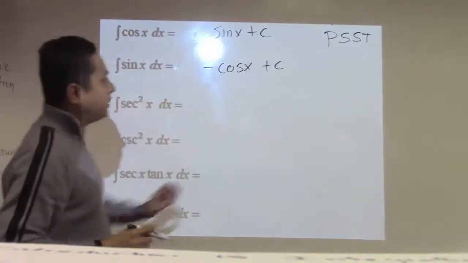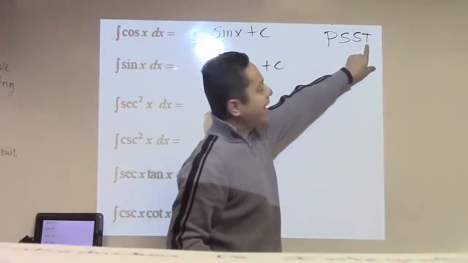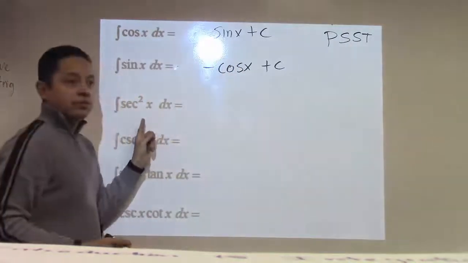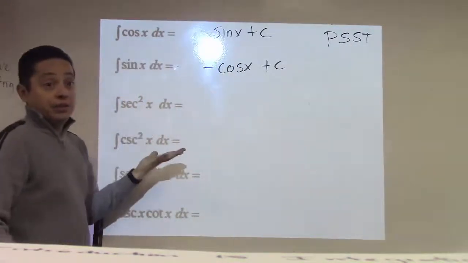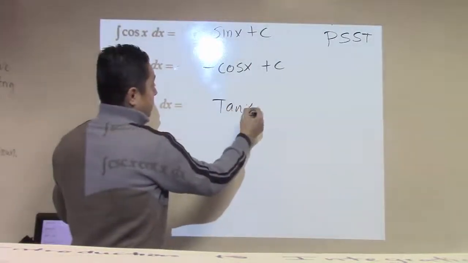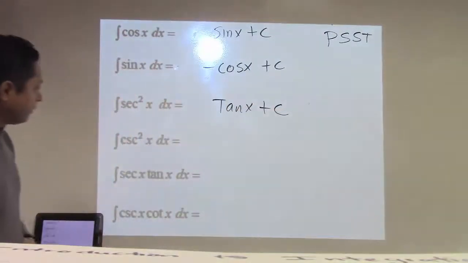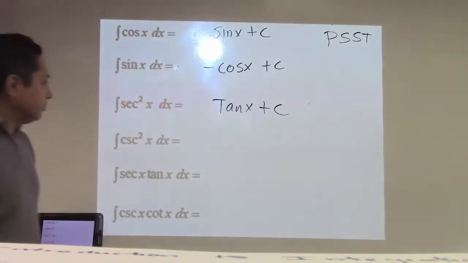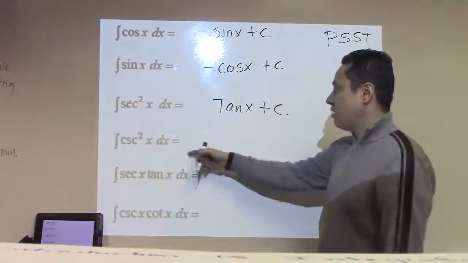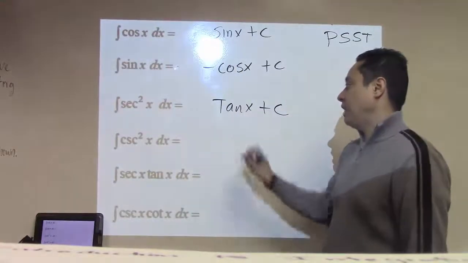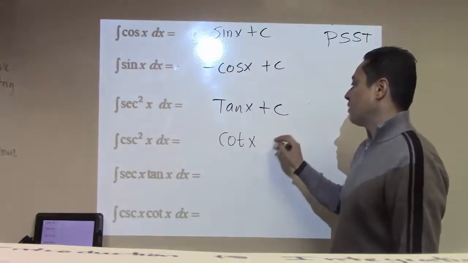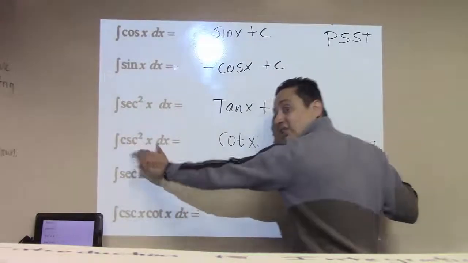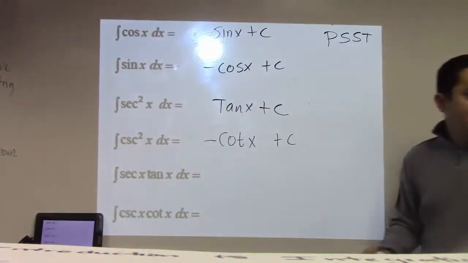Secant squared. Well, we know that the derivative of tangent is secant squared. So the antiderivative of secant squared should be tangent. Let's check ahead. You can see the pattern here. I put them in order, sort of. So that's tangent, so that's cosecant squared, so that should be a cotangent x plus c. But the derivative of cotangent is negative cosecant squared, so I do have to put an extra negative on there.